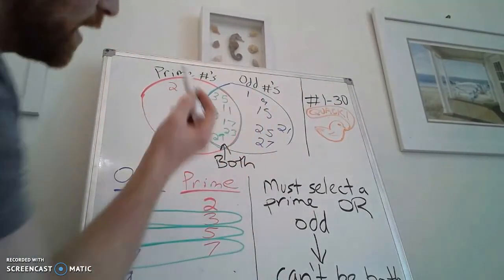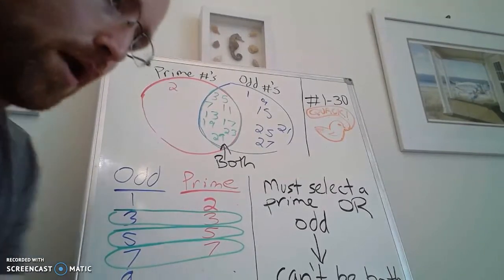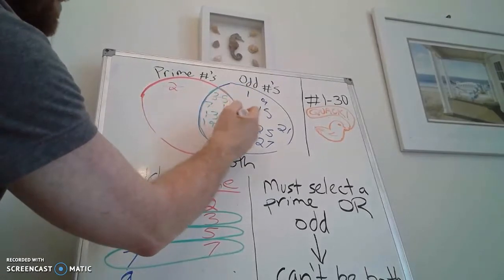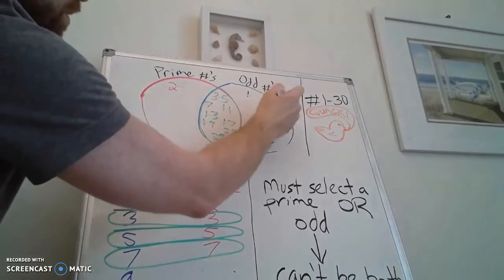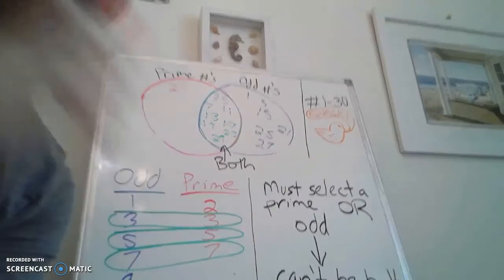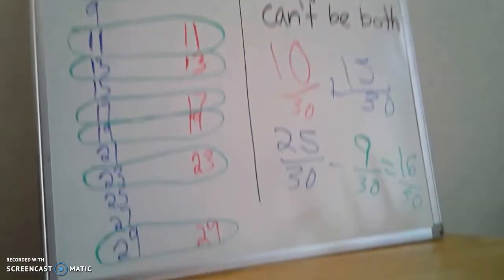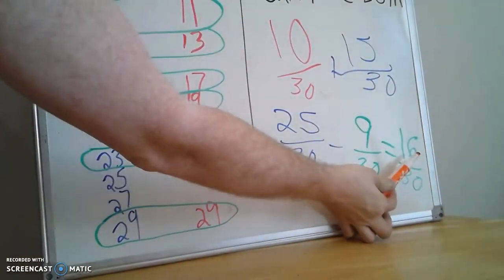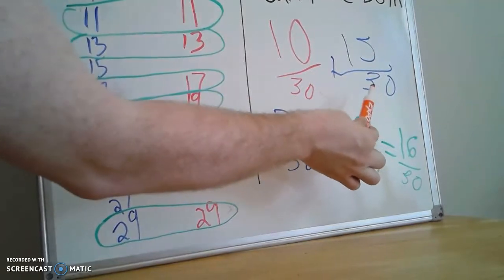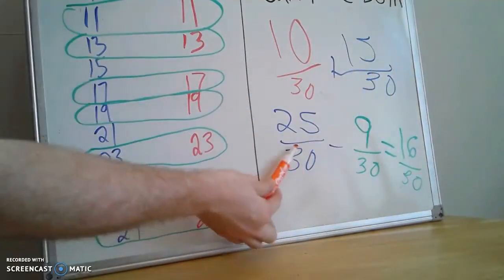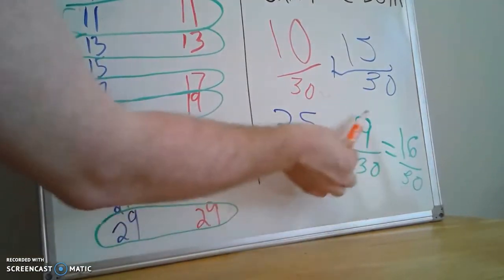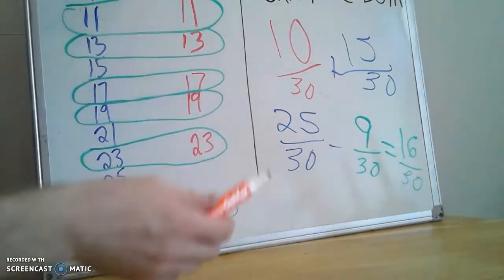So how do we double check this? We go up here and we say, how many numbers do we have? 1, 2, 3, 4, 5, 6, 7, 8, 9, 10, 11, 12, 13, 14, 15, 16. 16 numbers here and 16 here, right? 10 out of 30 we had were prime. 15 out of 30 we had were odd. We added them together. We got 25 out of 30. Then we subtracted the 9 that were the same in the intersection. We got 16 out of 30.